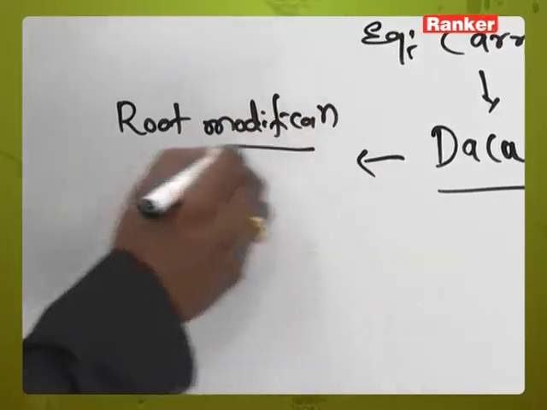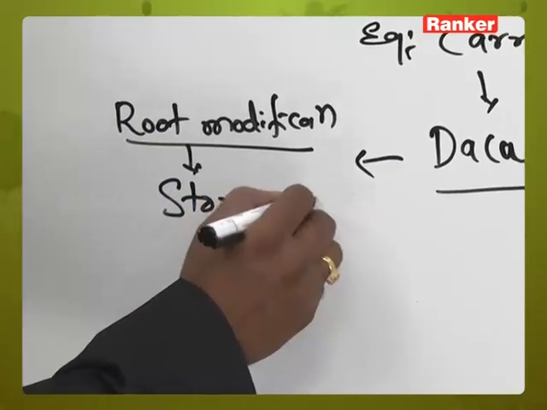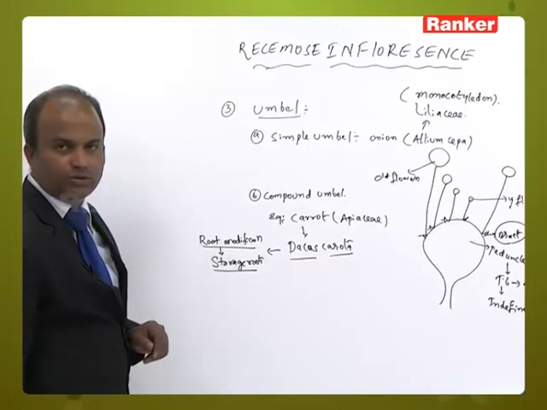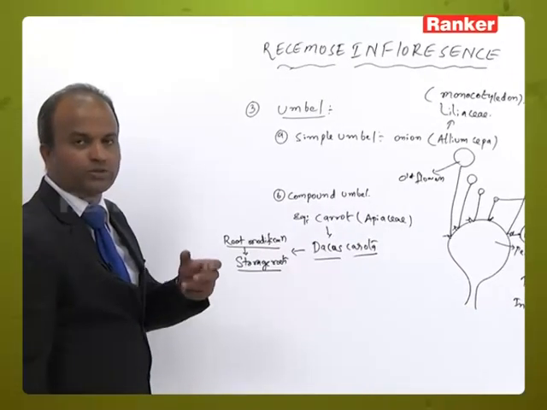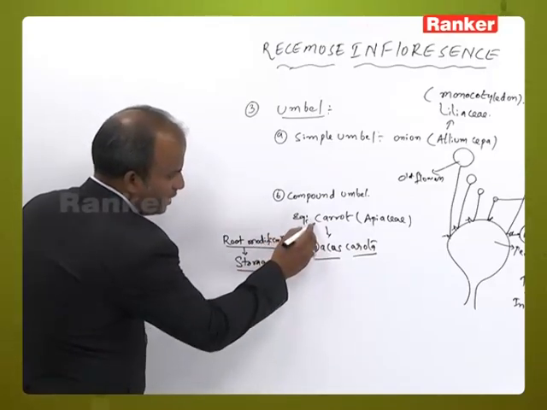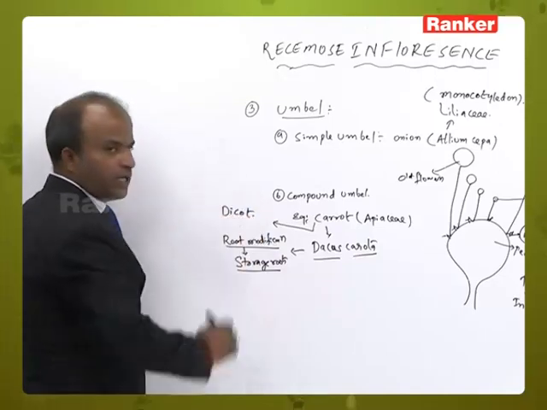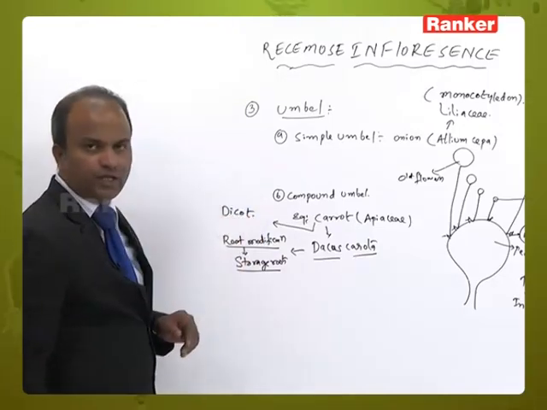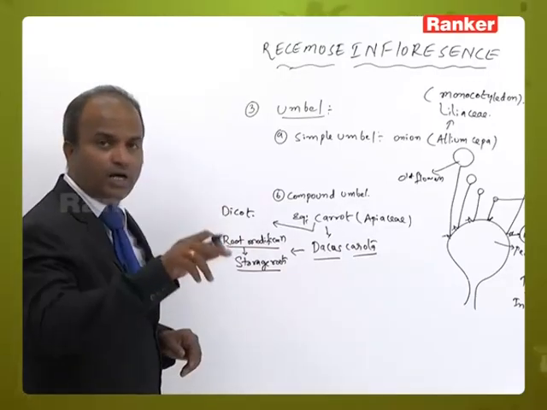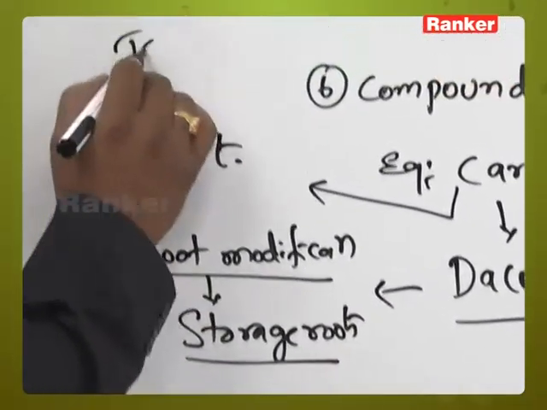In root modifications, it is one of the good examples for storage roots. What happens means due to the storage of food material. Can you tell me this carrot, whether it is a dicot or monocot? It is a dicot. Carrot itself is a dicot. That means whether it is showing taproot system or adventitious root system? That means it shows a taproot system.